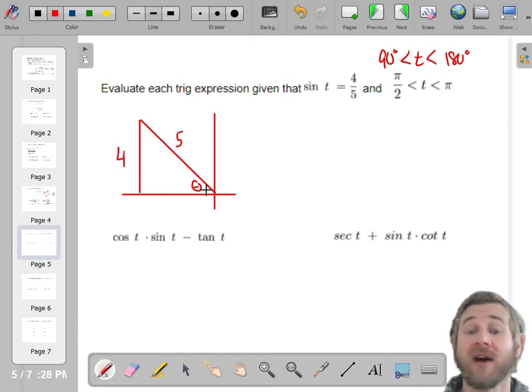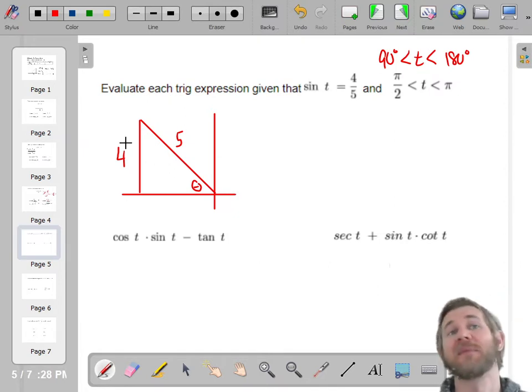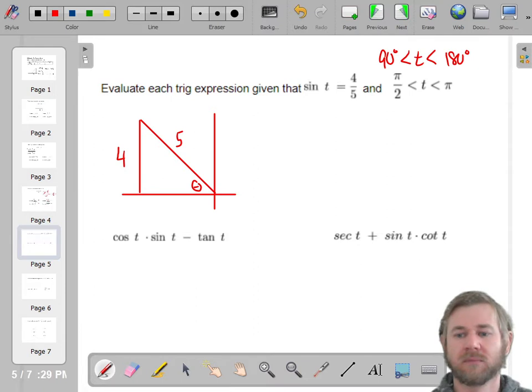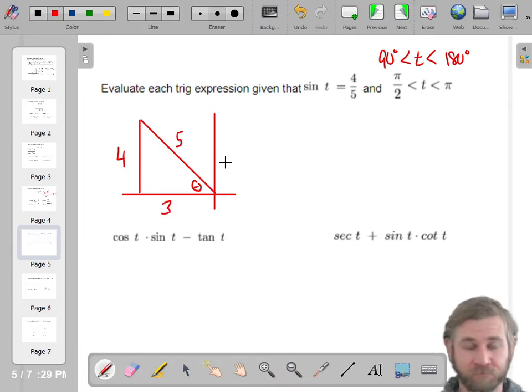Now notice, we are not on the unit circle. Just keep that in mind. Now this is a Pythagorean triple. If the hypotenuse is 5 and one of the legs is 4, then the other leg will always be 3. 3 squared plus 4 squared equals 5 squared. So that means I'm just going to label this 3.